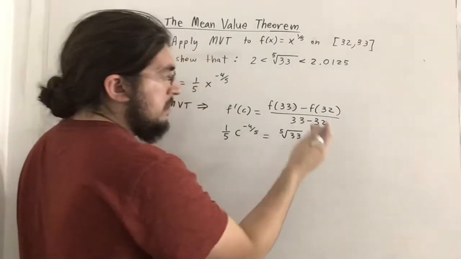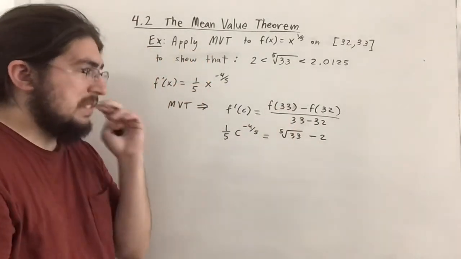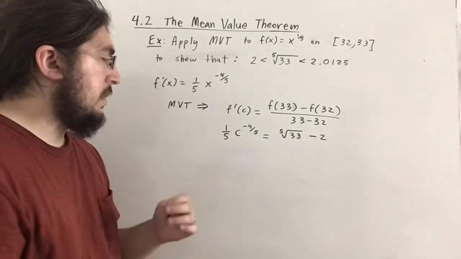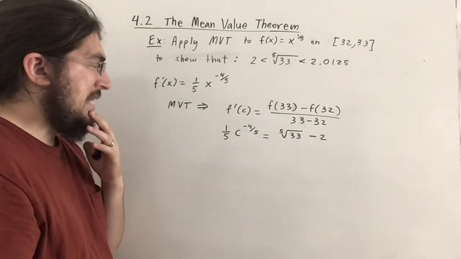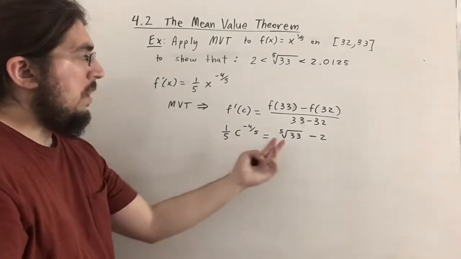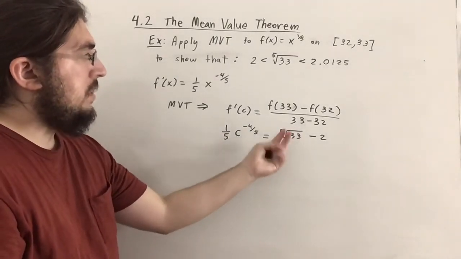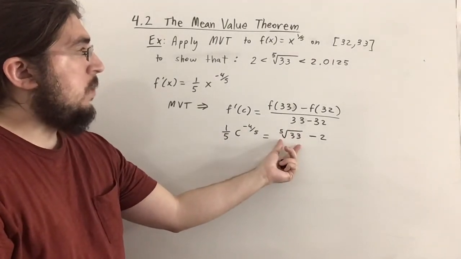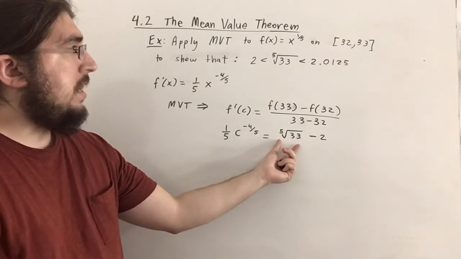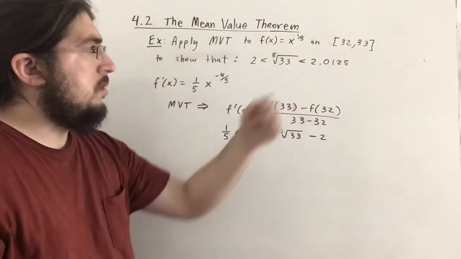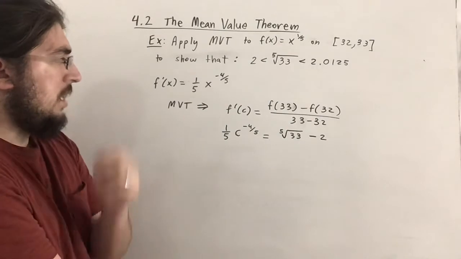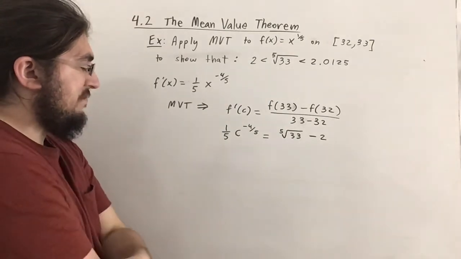The denominator is just 1, so I don't even need to write that actually, because all over 1 is just itself anyways. And now what? We want to show that this number here is in between 2 and 2.0125. Geez, how do we go about that?